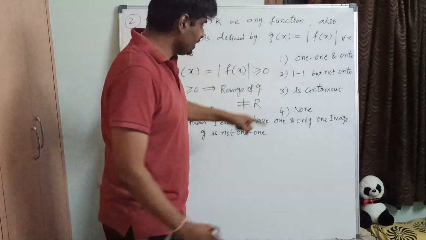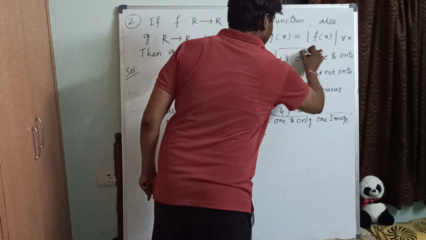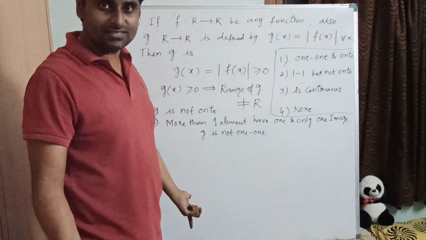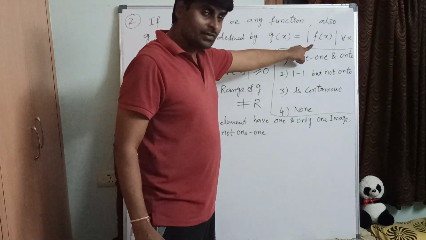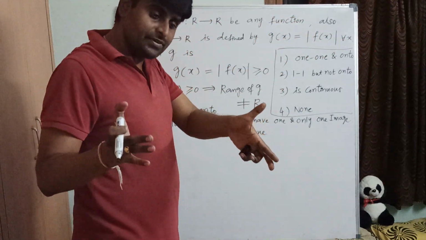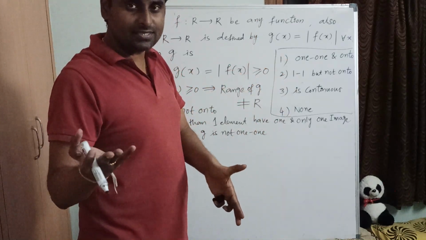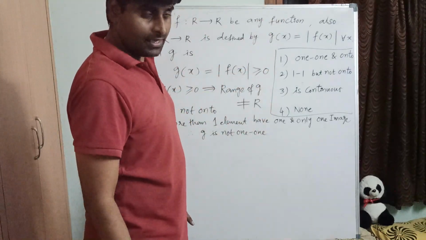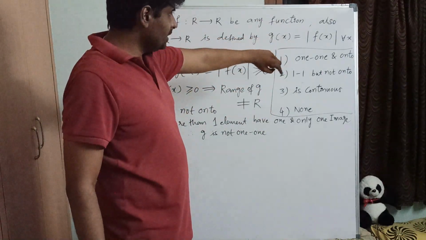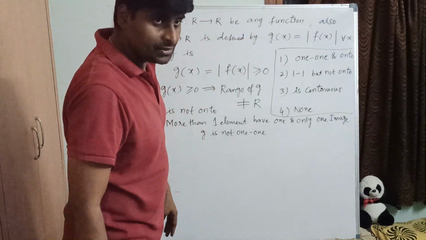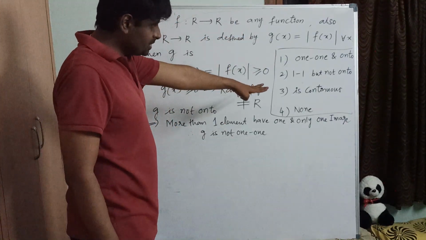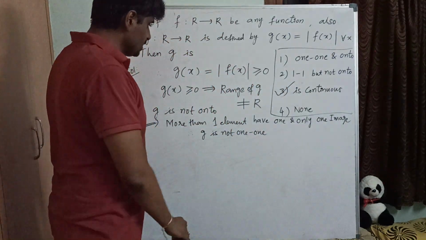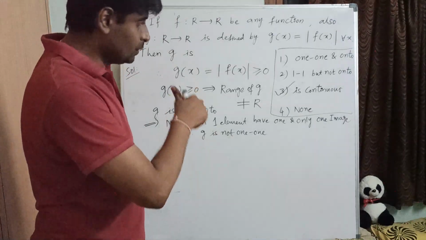So option 1 is not correct, and option B is also not correct. It is neither one-one nor onto. But obviously it is continuous, because g of x is defined as modulus of f of x, and as we know the modulus function is always continuous. What is the graph of the modulus function? V shape. So continuous or not? So whenever f of x is continuous, g of x will also be continuous. Which of the following options is correct here? Option 3. Hope you have understood. It's very easy to understand. Make a note of that.